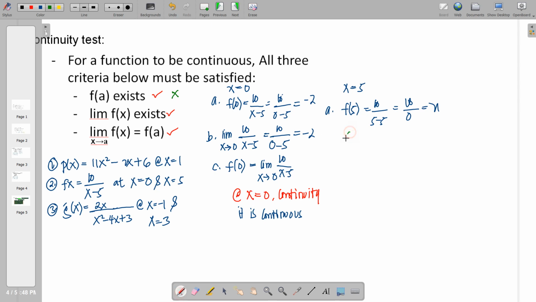Okay, therefore the function does not exist, DNE, at x is equal to 5. Okay, so that is how to do the continuity test for number 2.